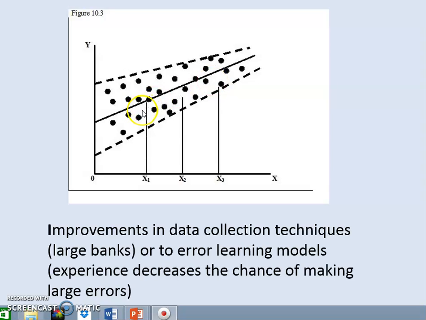So this is an example for improvement in data collection techniques or in the error learning models. Suppose x is our hours of typing and y is the error that we are making. As we spend more hours typing, we make fewer errors. Experience decreases the chance of making large errors.